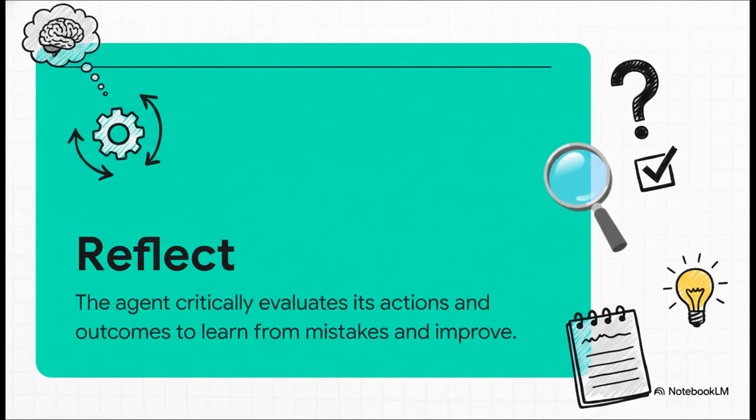And finally, we get to what I think is the most crucial step of all: reflect. So after it acts, the agent stops and examines the outcome. It asks itself, did that search API give me useful results? Did my code actually run correctly? This self-critique is what lets the agent learn. If it messed up, it figures out what went wrong and adjusts its next plan. This is the secret sauce for how these agents get so much better and more efficient over time.